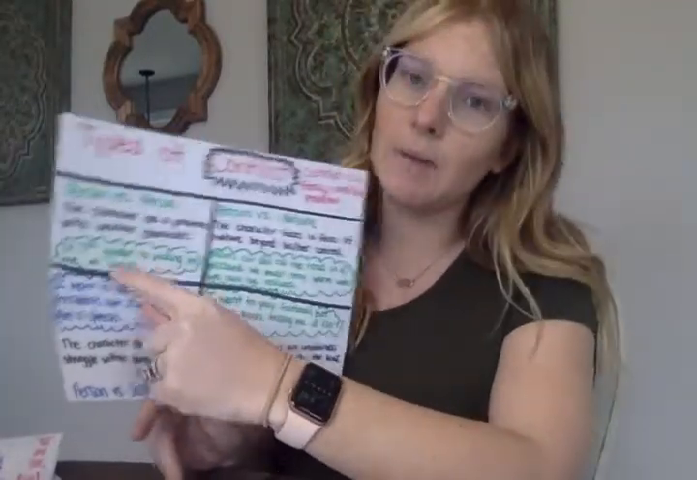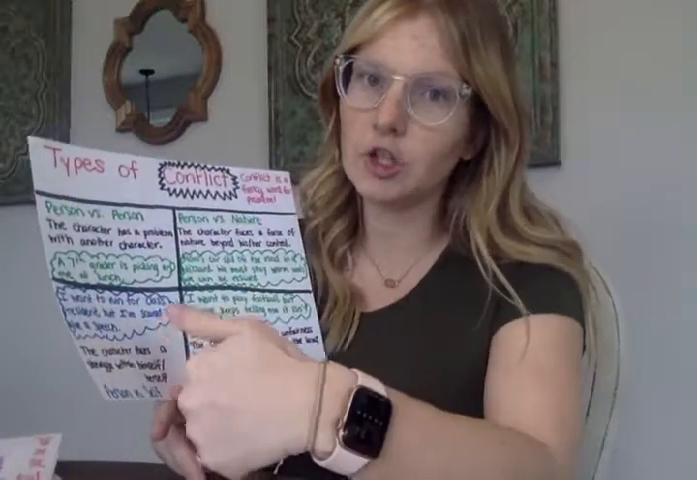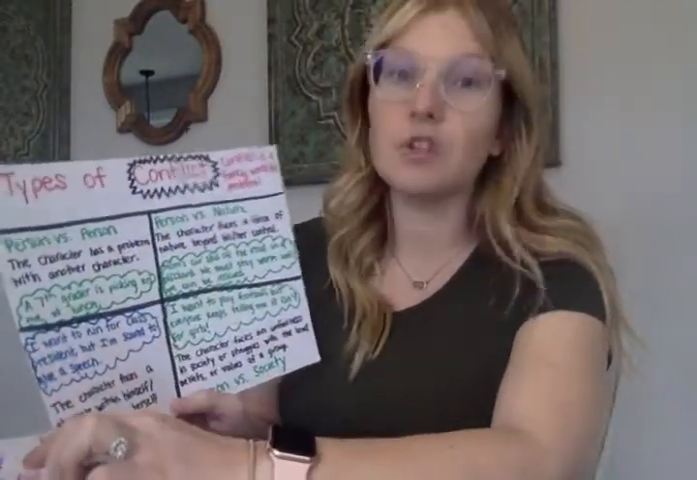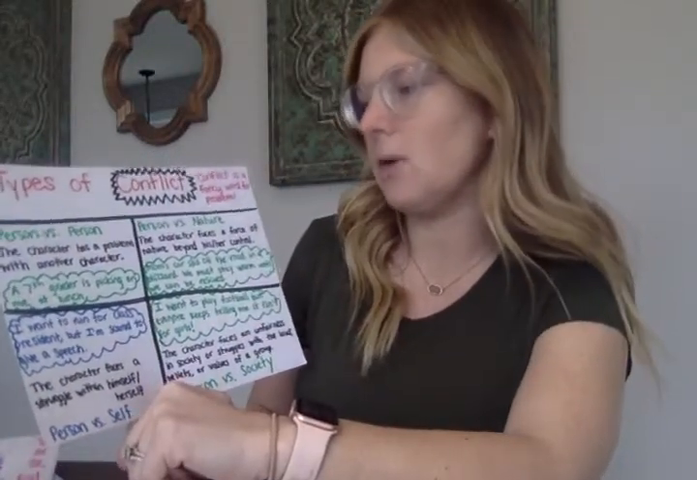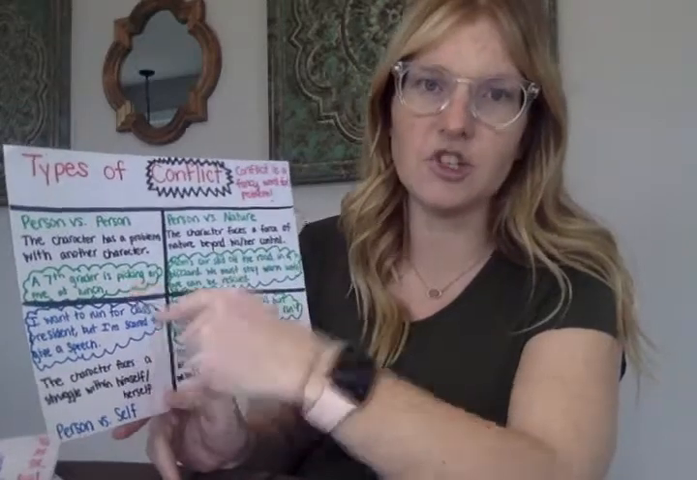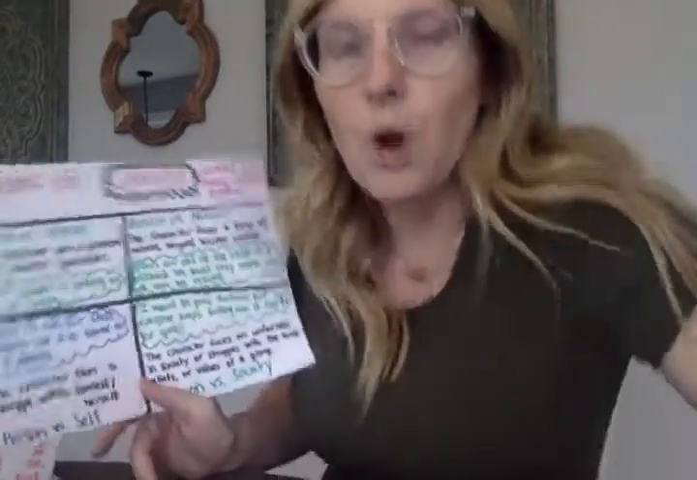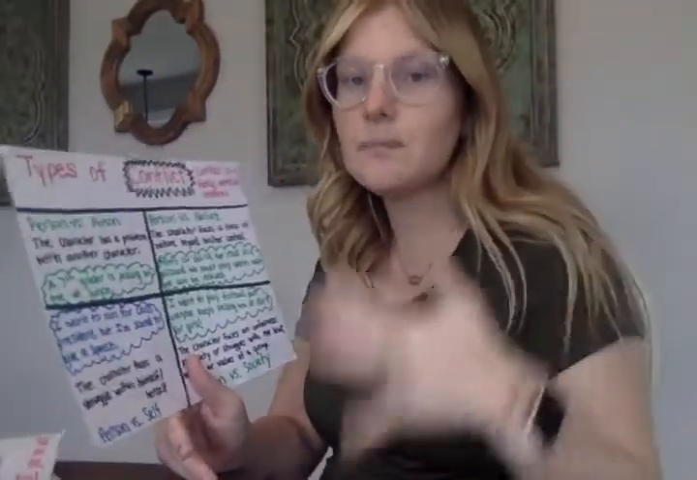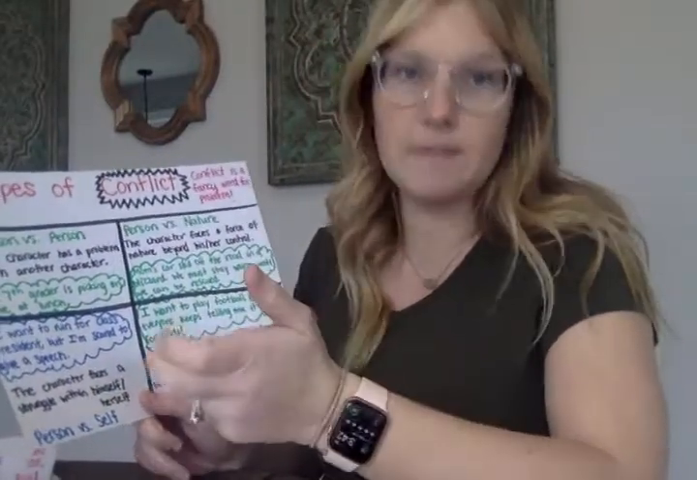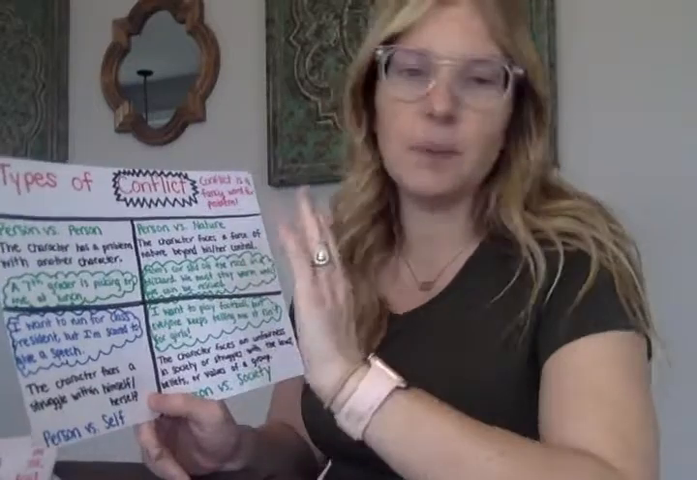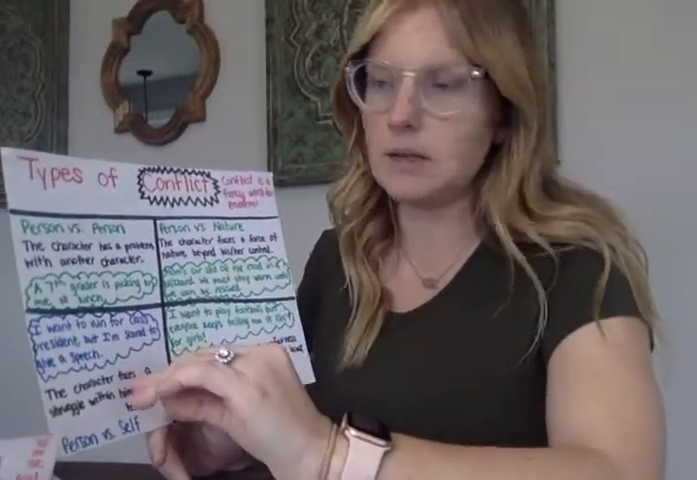A very common one, especially in younger literature, books that we read when we're younger kids, is person versus person. This is when the character has a problem with another character. So, a 7th grader is picking on me at lunch. That could be an example. Let's use Wonder since we've all read that. In Wonder, Julian was making fun of Augie. That's person versus person. It's very basic.